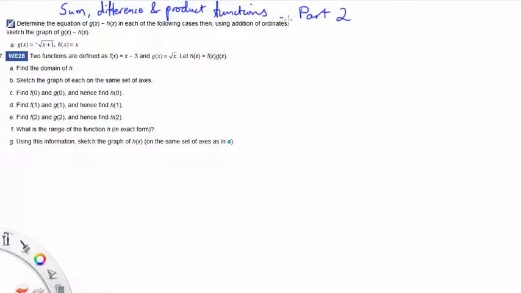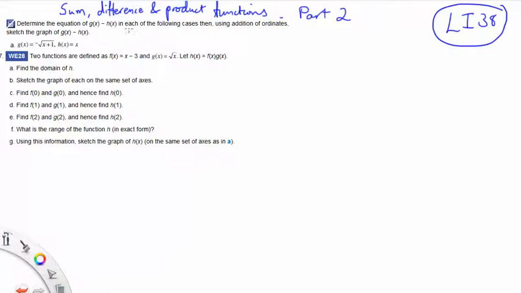This is part 2 of sum, difference and product functions, and this is for learning intention 38. So in part 1 we did addition of ordinates, which is we have two graphs and you add the y values together to get another graph. So in this part we're going to look at taking the difference of two graphs to sketch another one, and also the product, so multiplying two functions together to get another function and how we sketch that.